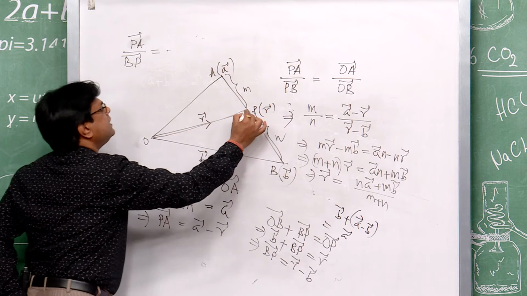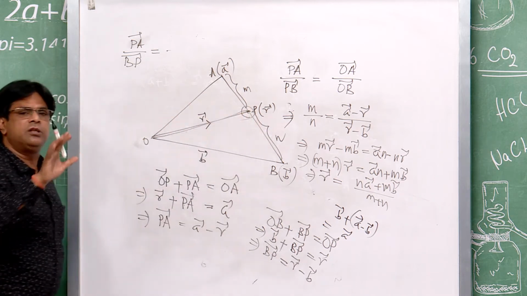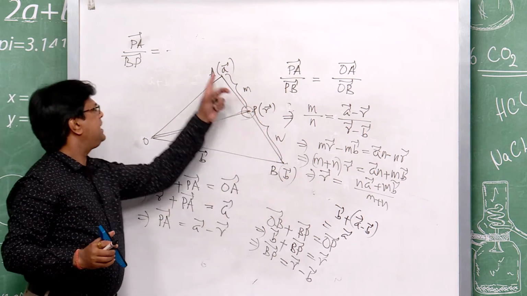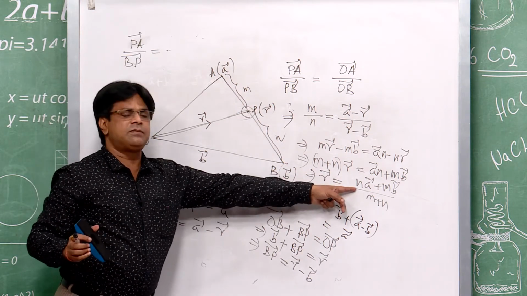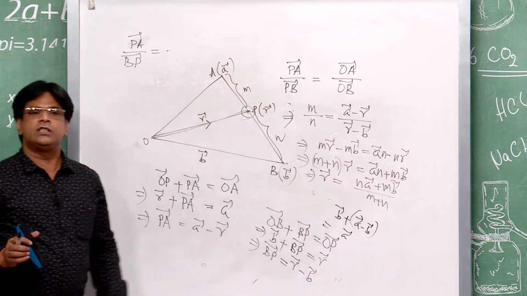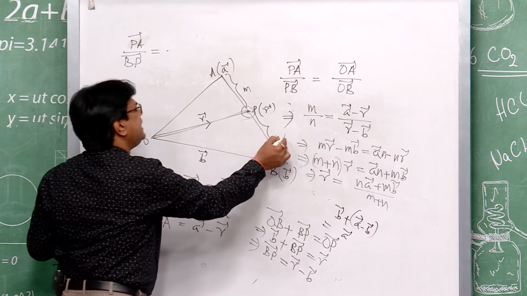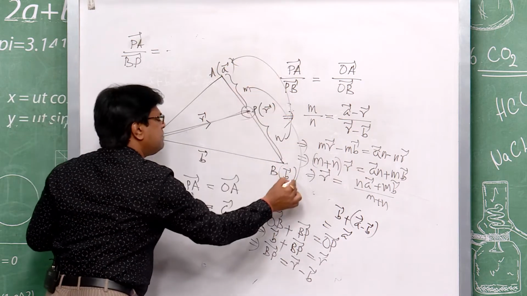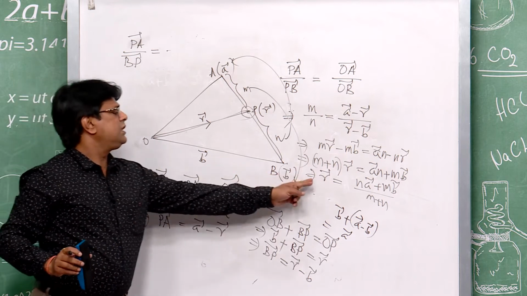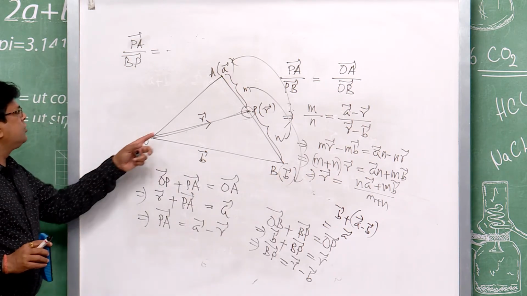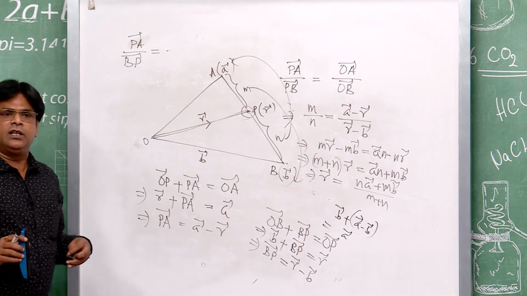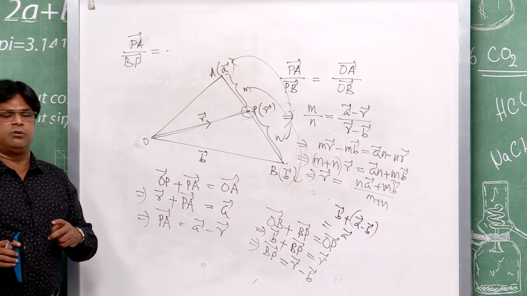So, P is a point whose position vector is r, and this divides AB in the ratio m is to n. This gives us n into a plus m into b. This means n is multiplied with a, m is multiplied with b. So, this becomes n a plus m b by m plus n. So, this is your internal division, the internal section formula.